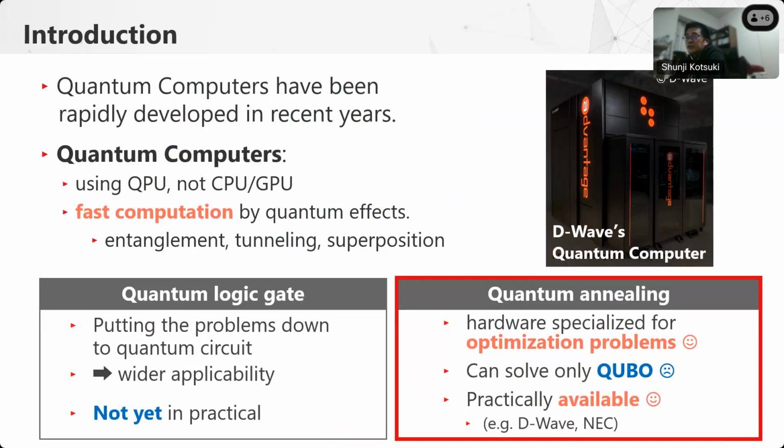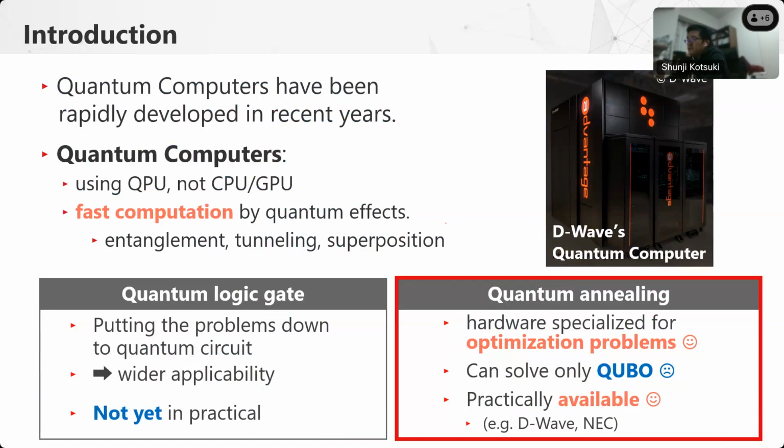Recently, quantum computers have been rapidly developed. These computers use the quantum processing unit rather than the CPU or GPU, and such computers use quantum effects, so they can employ fast computations. Here, the quantum effects include entanglement, quantum tunneling, and superposition.